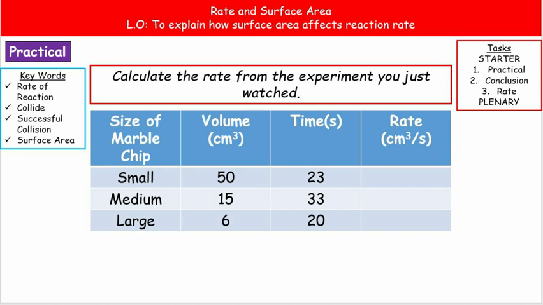And for the large, it was 6 centimetres cubed of gas in 20 seconds. So what I'd like you to do now is to calculate the rate for each of those marble chips. And hopefully we remember that to calculate the rate, we do the volume divided by the time. So grab a calculator and work those three out for me, filling in the rate in that third column on your results table. I'm just going to give you about a minute and a half to do that.